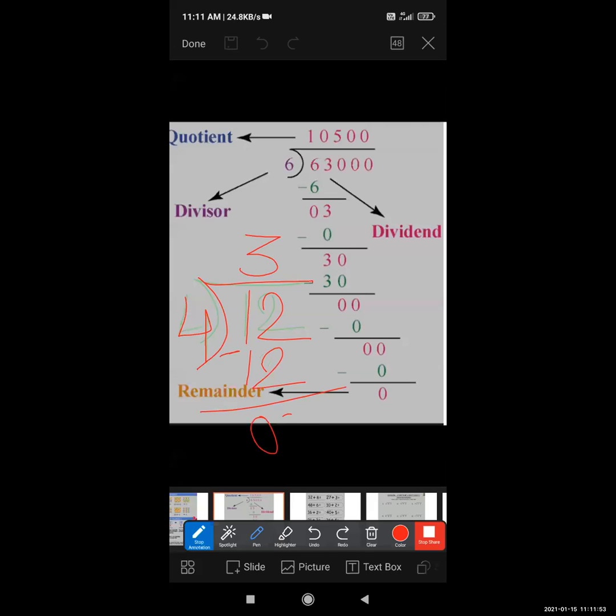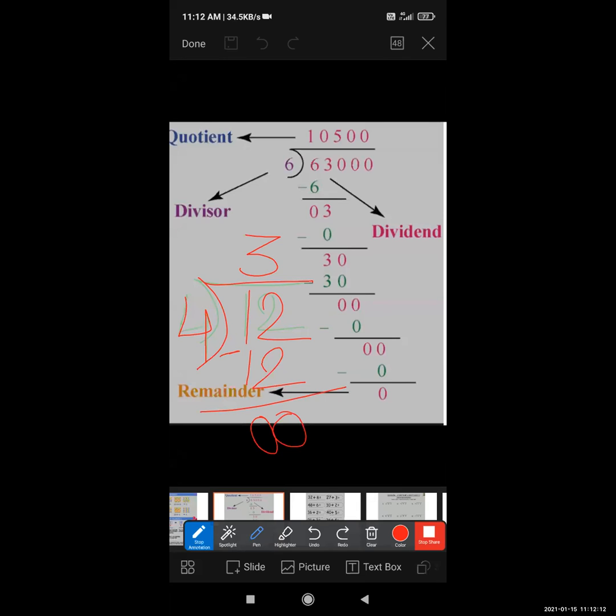12 minus 12 is 0. Okay. Yes. So now your answer will come.